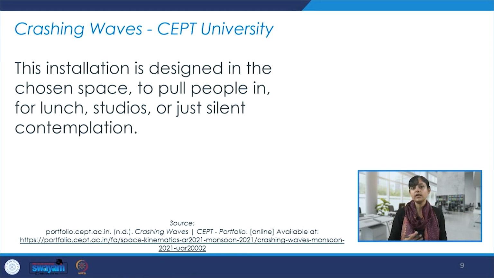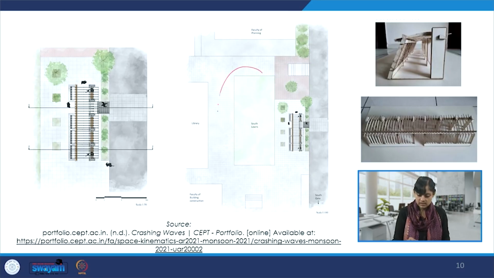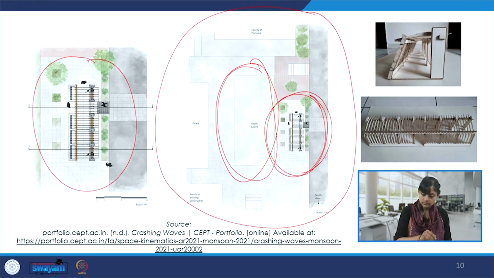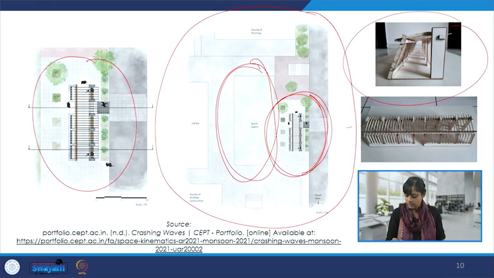This installation is designed in the chosen space to pull people in for lunch, studios, or just some silent contemplation or break from the work. Very, very engaging and interesting installation design. This is the South Lawns that I was mentioning. If we try to see the context of the CEPT University, this is the space where this installation is put. This is the expanse where it is installed, and then it of course operates through the swing being used by a user.